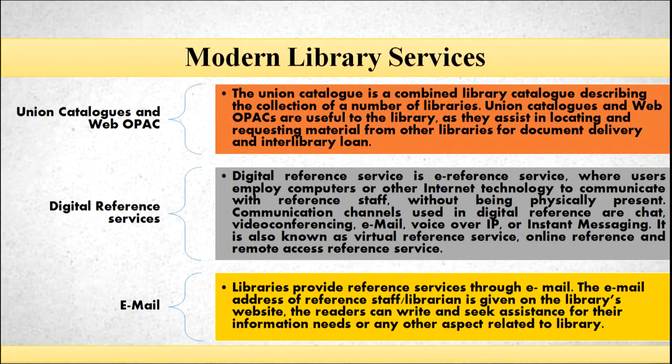Another specialized service is Union Catalog and Web OPAC. The Union Catalog is a combined library catalog describing the collection of a number of libraries. Union Catalog and Web OPAC are useful to the library as they assist in locating and requesting material from other libraries for document delivery and interlibrary loan.